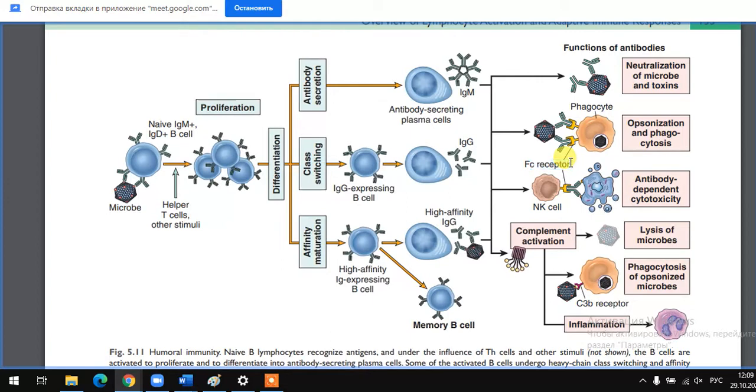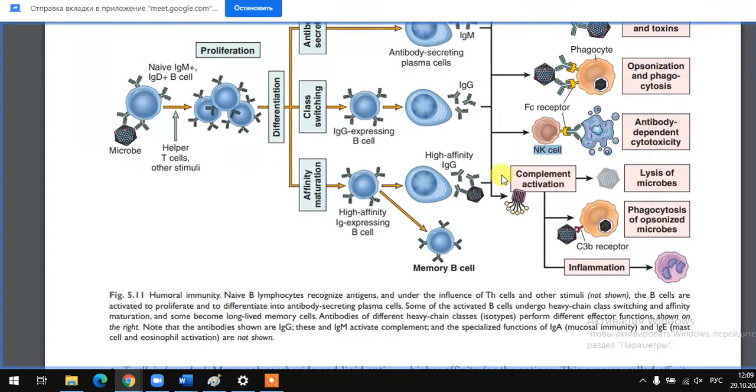So like a weapon, yeah. Just a weapon, which you hold with the NK cell, and they directly kill this. Antibody-dependent cytotoxicity, so it's a typical feature of NK cells. Then, of course, complement activation directly causes lysis of microbes.